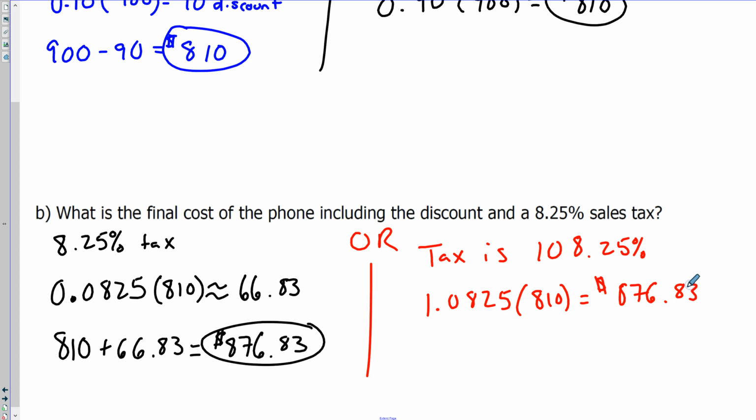So whichever method you choose is fine on this. Just make sure that you show your work and that you're clearly showing your final answer. Make sure you throw your dollar symbol at the front of your statement, so that way we can see that we're talking about money here.